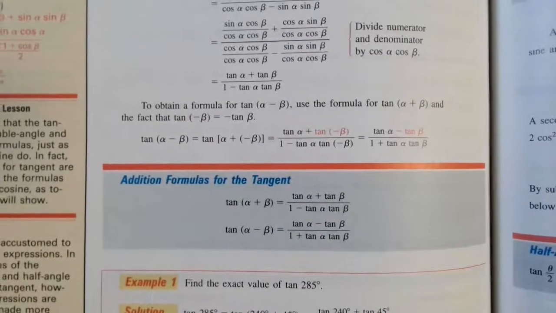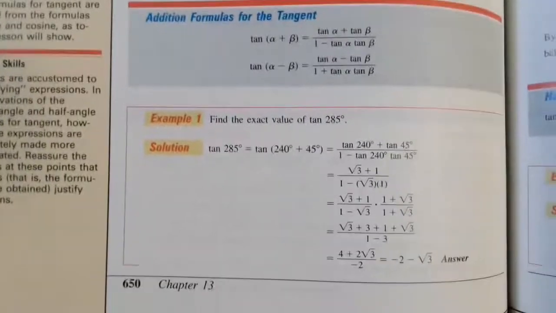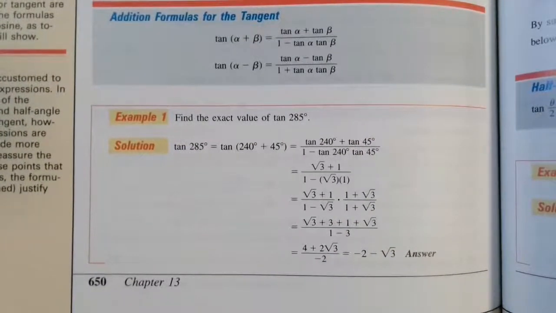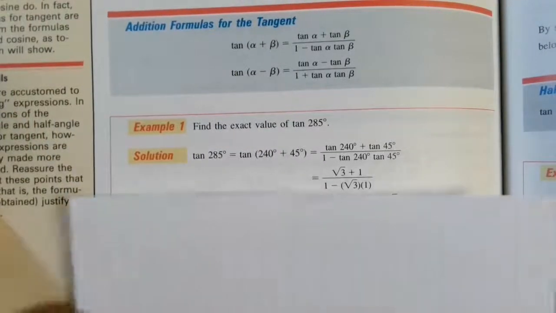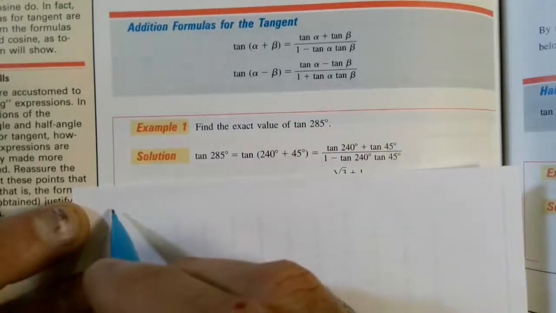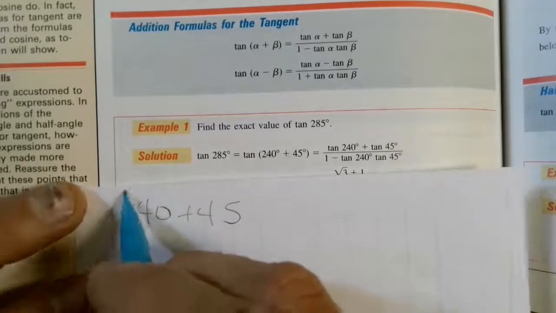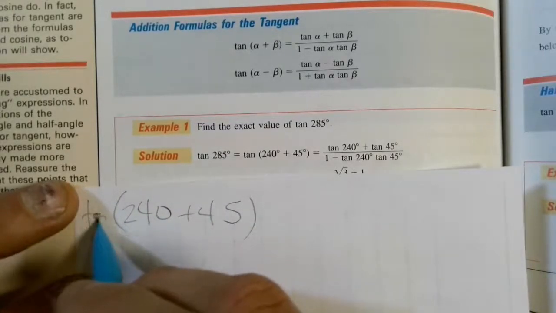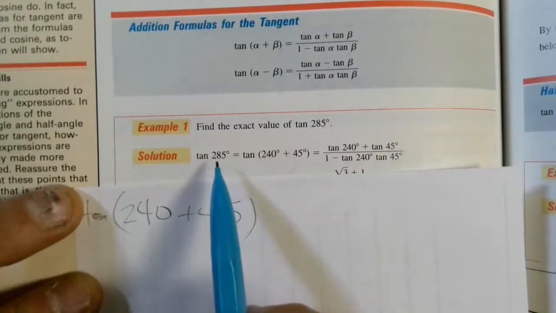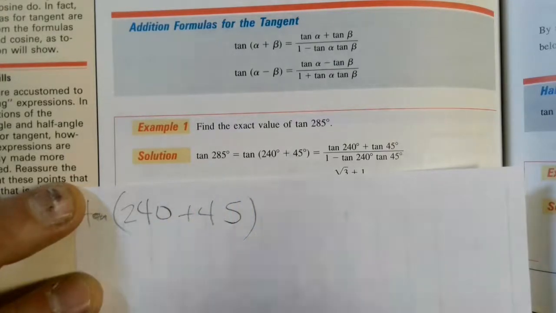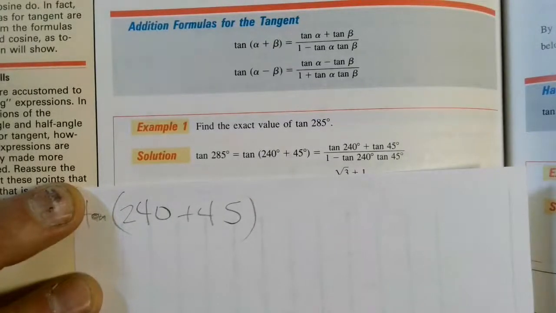Okay, so the first example says find the exact value of the tangent of 285. Well, notice how we can do that. The tangent of 285 is the same as 240 plus 45. So we want to find the tangent of that, because 285 is not on the chart. So we're looking for numbers on the chart that will add up to the existing number.